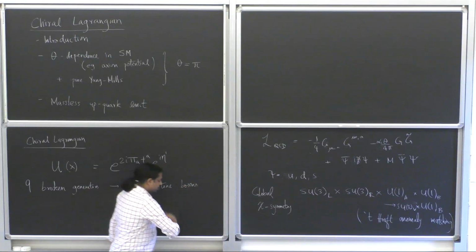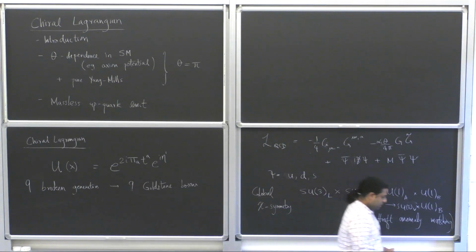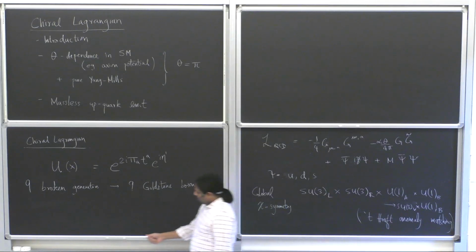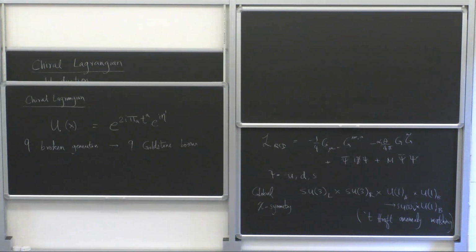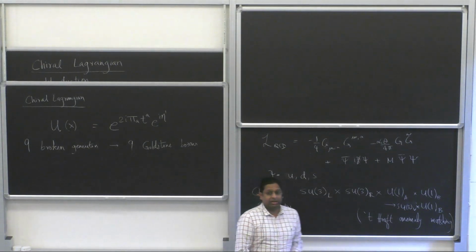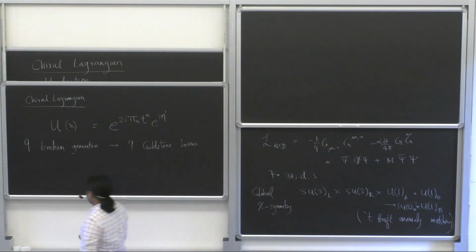Okay, so what we can do is write down the chiral Lagrangian for these 9 Goldstone bosons, and what we can derive from the chiral Lagrangian are so-called sum rules.